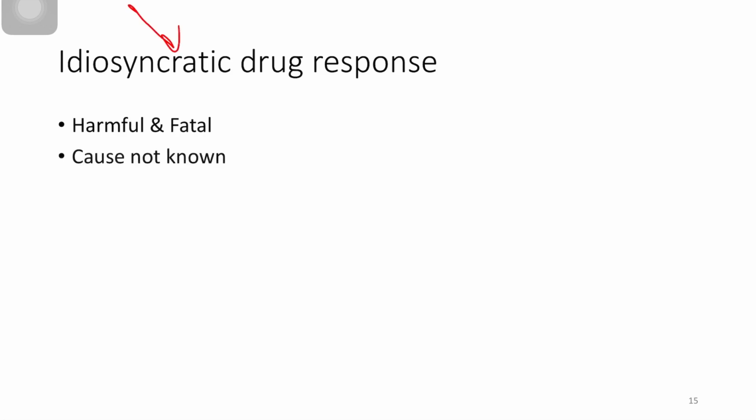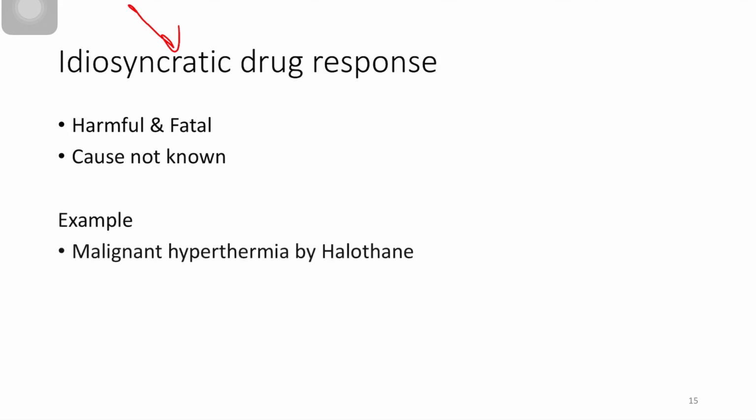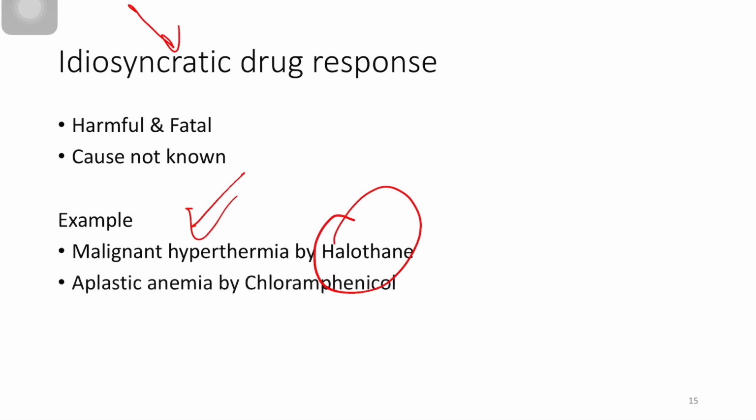These are harmful and fatal. The causes are not known. The examples are malignant hyperthermia by halothane. Halothane is an anesthetic agent, and in some patients, if you give this halothane, there are high chances that the patient ends up with malignant hyperthermia. That patient may undergo a convulsion-like state. All the muscles get contracted, muscles get damaged, kidney gets damaged. Patient has a higher temperature, so it's a very emergency situation, and you need to treat them.